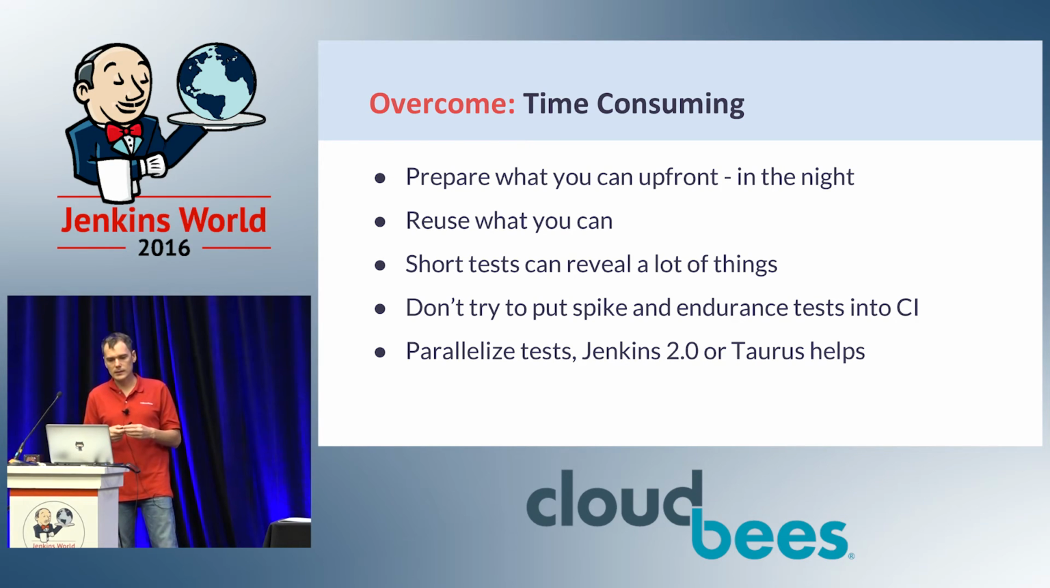And try to parallelize tests. Jenkins version 2 has ways to parallelize the builds and steps within the builds. The Taurus tool allows you to simply divide tasks into pieces and run them in parallel, and this will spare you a lot of time. And BlazeMeter in general can give you some resources in the cloud to parallelize your tests in the cloud if you don't have resources in-house. These are your ways to shorten the time of the continuous integration cycle, but still have functional tests and performance tests inside.